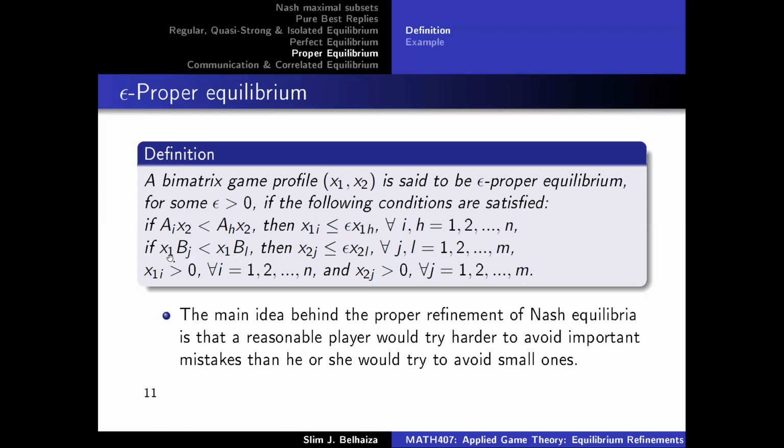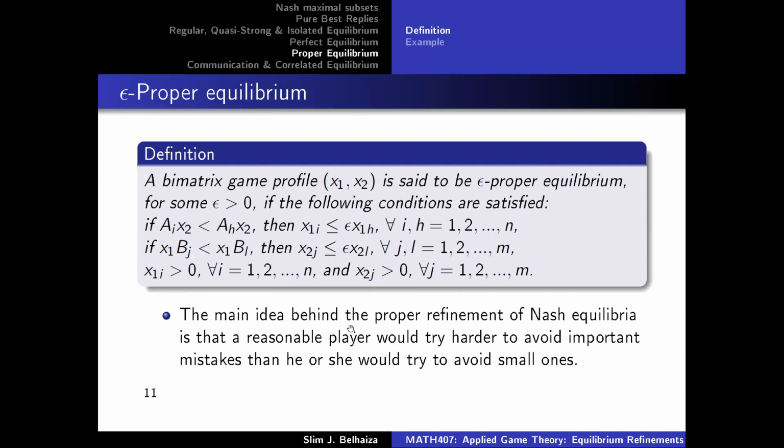Same thing for player 2. If X1 B j is less than X1 B l for two strategies j and l belonging to the set of strategies of player 2, which means strategy l is always a better response than strategy j, then you will always have to assign a lower probability to strategy j, less than or equal to epsilon times X2 l. And one other condition to make this equilibrium epsilon proper is that all the strategies, in fact all the X1i's and X2j's, should be played with non-zero probabilities.